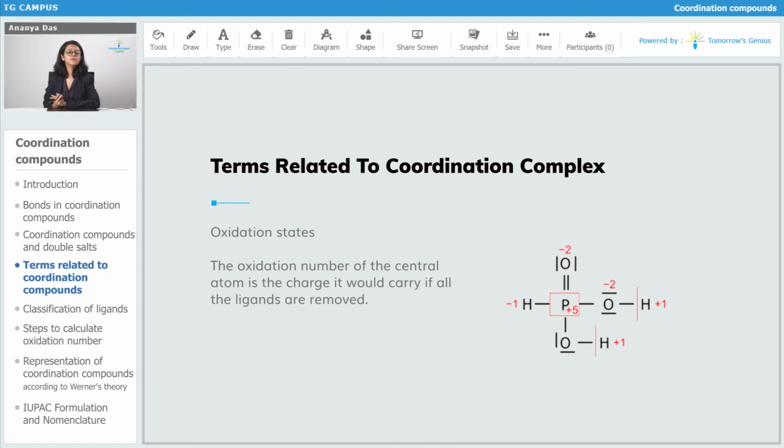So the next term is oxidation states. In a molecular compound, the oxidation number of an element is the sum of the oxidation numbers if the bonds are considered to be purely ionic. That is, the oxidation number of an element would be equal to the sum of the oxidation numbers if the bonds by which that element is attached to other elements are considered to be purely ionic.